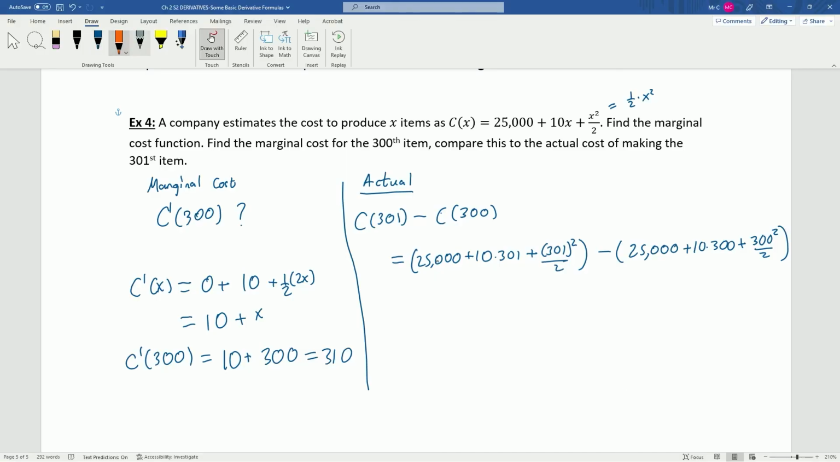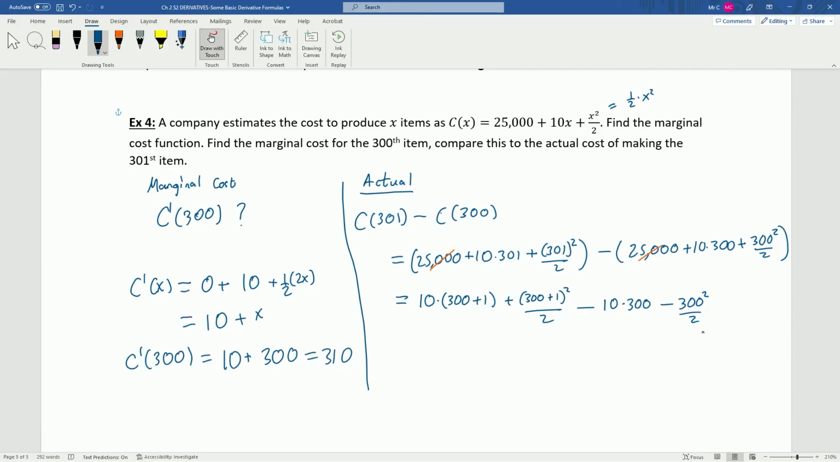So the first thing is the simplest one, 25,000 minus 25,000. It's nothing. But I see these 301s, and these are the same thing as 300 plus 1. So I'm going to rewrite this as 10 times 300 plus 1 plus 300 plus 1 squared over 2 minus 10 times 300, and I distribute that negative, and I get minus 300 squared over 2.